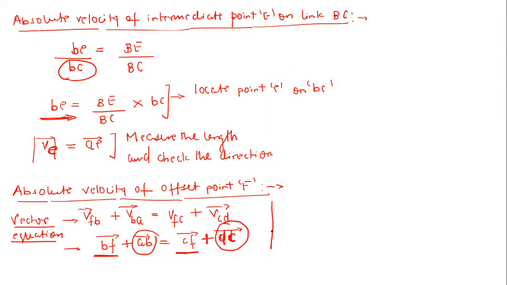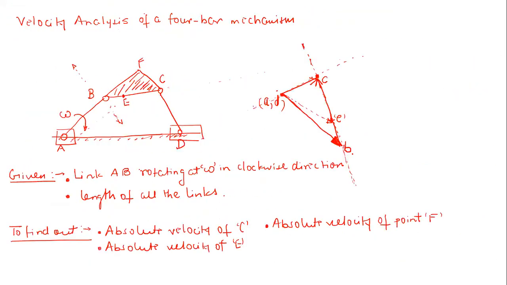Now just tell me, at this point I'm going to stop. Just think about this, how can we then calculate, how can we then find out the absolute velocity of F? See, AB, DC vectors, they are already present on the velocity diagram. AB is also present, DC is also present. So all these vectors are already present on the velocity diagram. What we have to find out is the velocity of F with respect to B, and again the velocity of F with respect to C also.